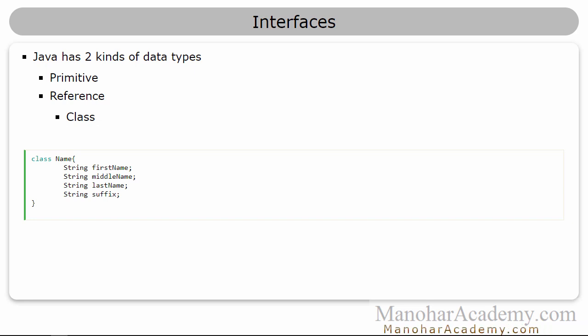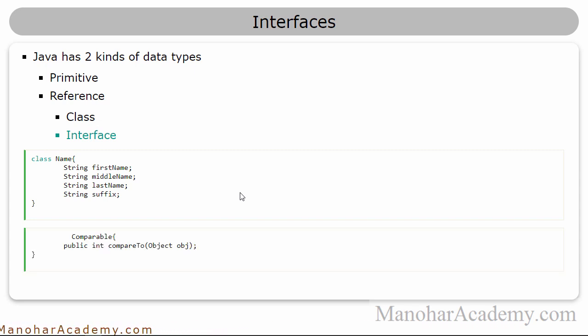In Java, we have classes, and we also have interfaces. So an interface is also a reference type. What does that mean? In the case of interfaces also, you refer to objects using interface variables.